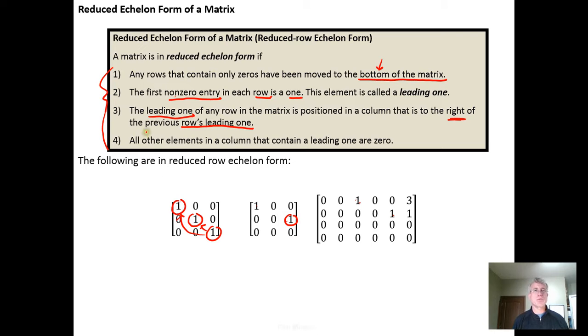And then the last one is all other elements in a column that contains a leading one must be set to 0. So here I have a leading 1. Everything else in that column needs to be 0. So the two entries below it are 0. Here I have the leading 1 for row 2. So every other entry in the column that contains this leading 1 must be a 0. Here I have a leading 1. The other entries in that column are zeros. Here I have another leading 1. The other entries are zeros. And the same over here.